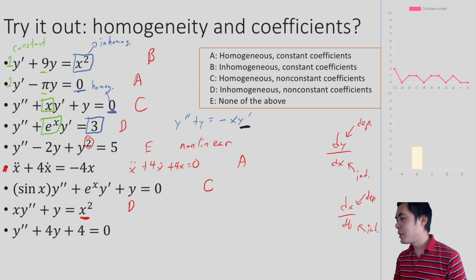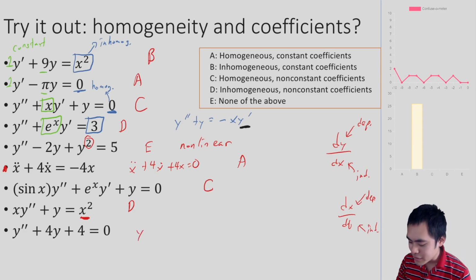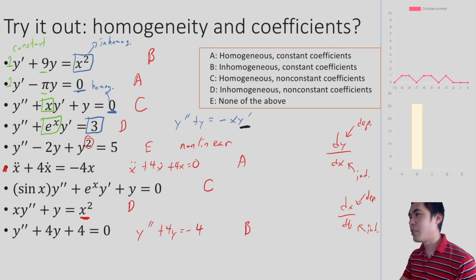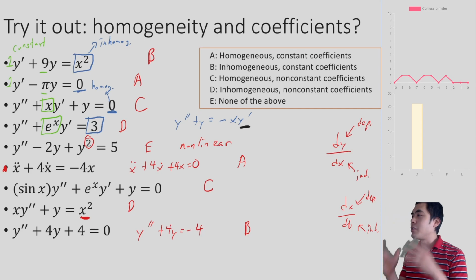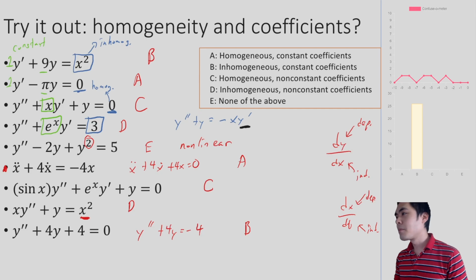Okay, so what do we get? We got a bunch of b's. Okay, yep, you guys all caught the trick. So you rewrite this as y double prime plus 4y is equal to minus 4. And so therefore this is inhomogeneous with constant coefficients. Okay, good. You guys caught the trick, but just be careful about this. You need to make sure that when you're solving these things, you rewrite it in the standard form. If you don't do that, then some of the theorems we're going to be talking about later don't apply.